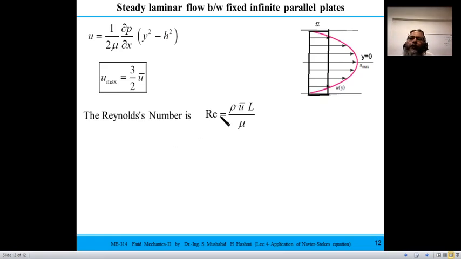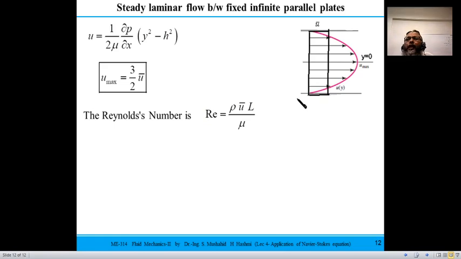You have already learned in the FM1 course, the Reynolds number is a parameter which is actually a ratio of inertial force and the viscous force. So rho u is an inertial force, rho u L over mu, and mu is a viscous part. So we will derive this expression later in the course when we talk about the boundary layer theory. But right now, just remember it is density times the average velocity times the characteristic length over the viscosity, which is actually a dynamic viscosity.